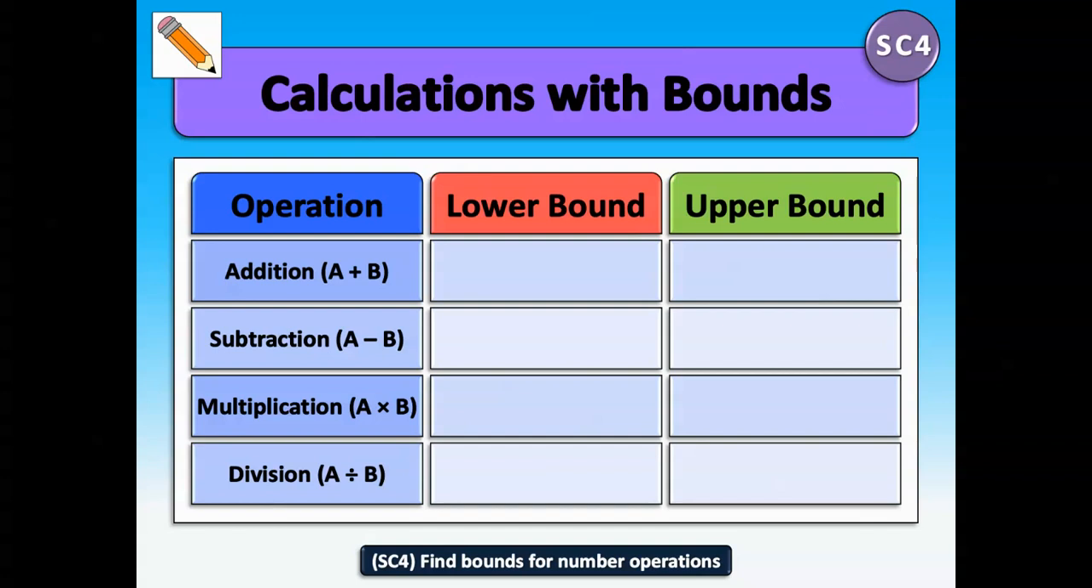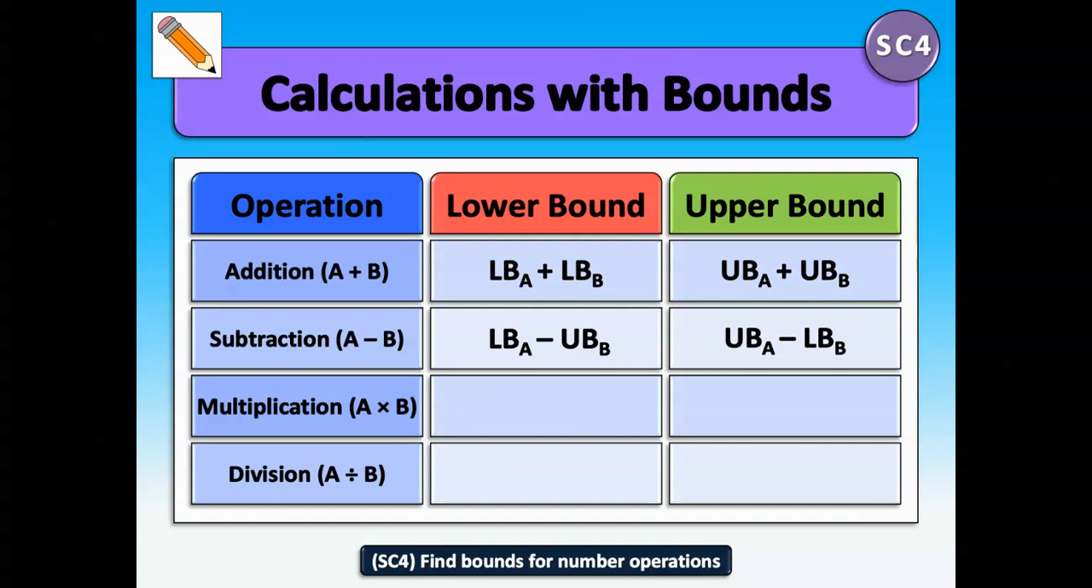So if we're adding with bounds, to get the lower bound, we add the two lower bounds together. To get the upper bounds, we add all the upper bounds together. However, if we're subtracting, to get the lower bound, we do the lower bound take away the upper bound. To get the upper bound, if we're subtracting, we do the upper bound take away the lower bound.